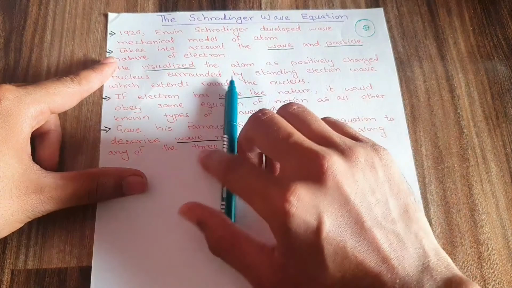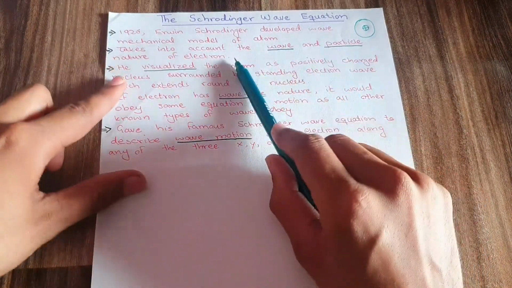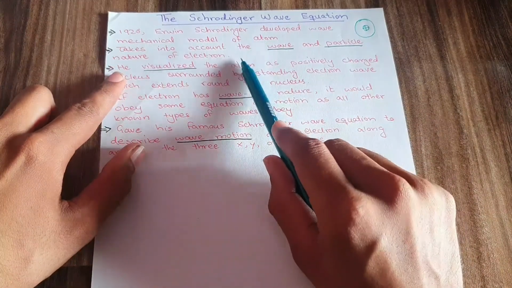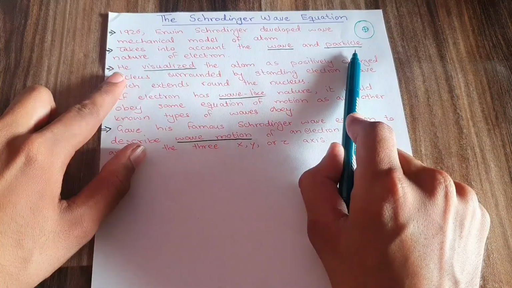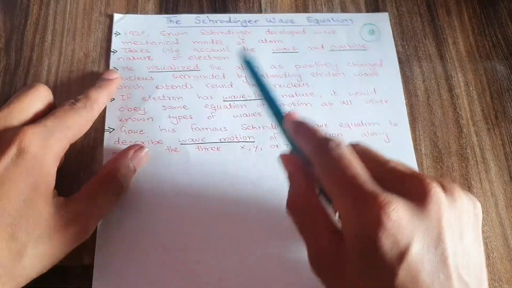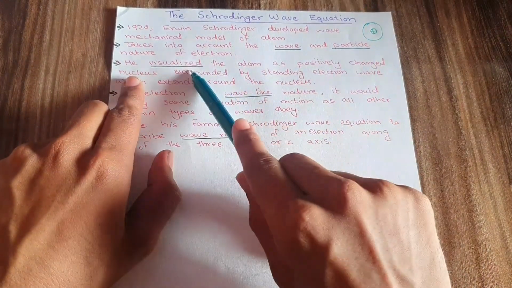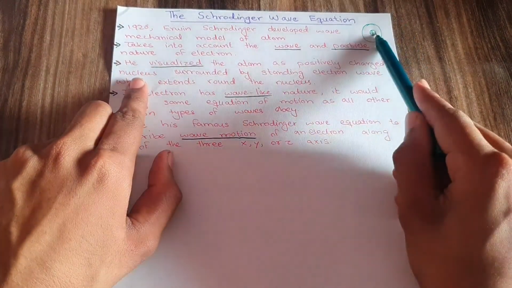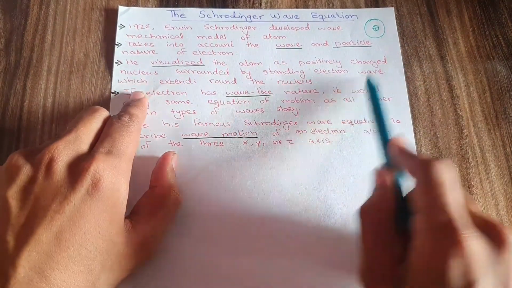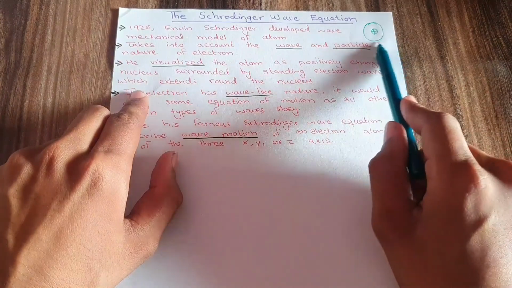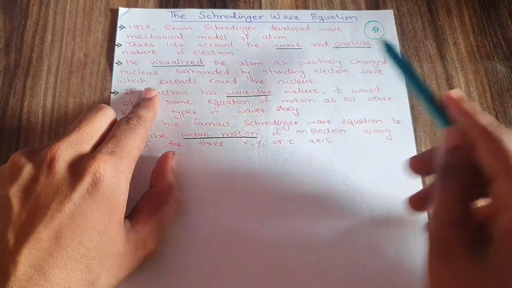Moving on, this theory, the wave mechanical model, takes into account the wave and particle nature of the electron. This Schrodinger wave equation takes into account the wave and particle nature of the electron. Schrodinger visualized the atom as a positively charged nucleus surrounded by standing electron waves, stationary electron waves which extend around the nucleus.